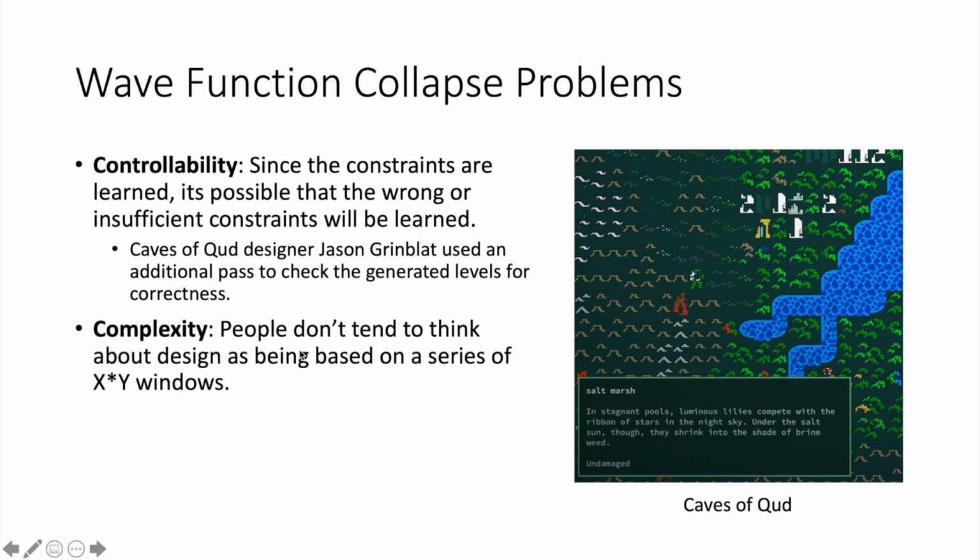And then complexity. People, especially designers, tend to think about design as being based on a series of X by Y windows, or in the case of a 3D one, X by Y by Z windows, right? So it's even harder than for other PCG approaches to think about this, to conceptualize working with this, and to understand what it's learning, why it's not learning what you want it to, et cetera, et cetera.